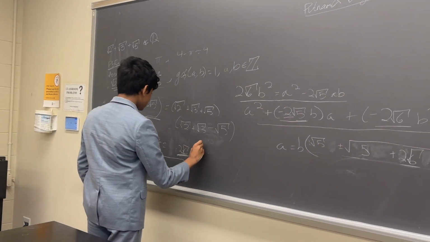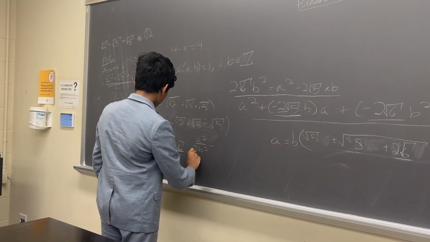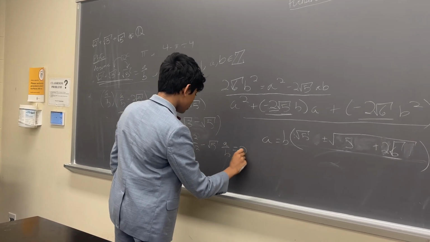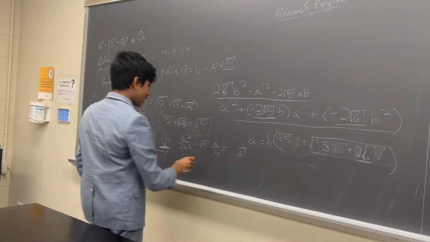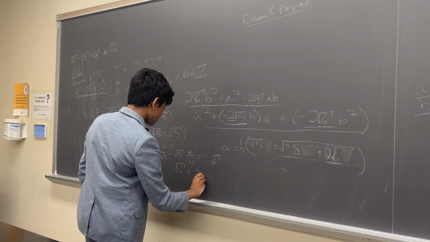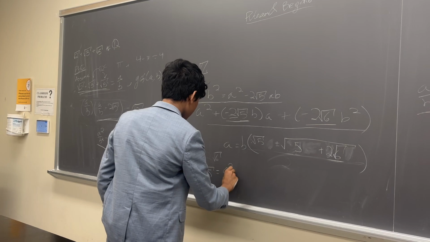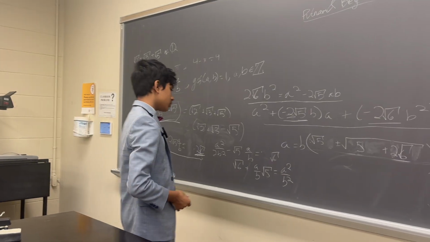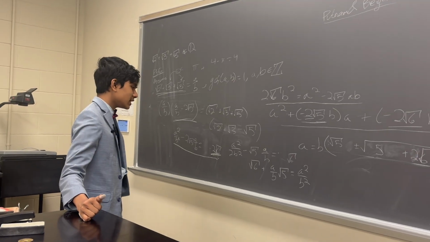Let's see. So we have a squared over b squared minus 2 rad 5 a over b is equal to 2 rad 6. Oh, sorry, rad 6. So now you get the square root of 6 plus a over b rad 5 should be equal to a squared over 2b squared. So what does that imply? Well, but that's already known to us. So what can we say here?